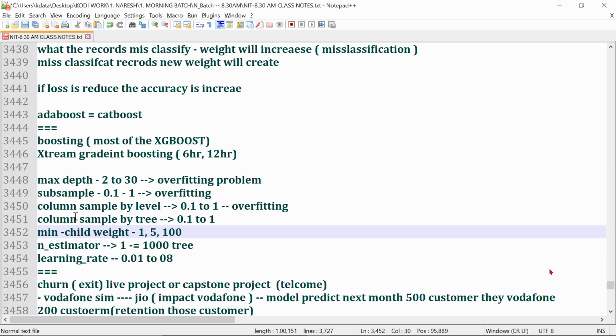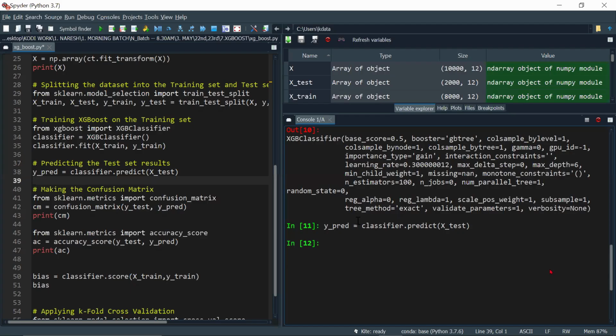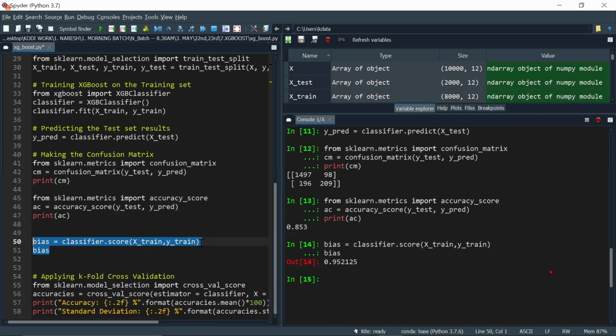At this moment, let's check the accuracy of the model and have a look at this. 85% accuracy. What is bias? 95 is bias, isn't it? Accuracy is 85, bias is 95, and variance would definitely be 85. It is a good model, right, guys? How to apply cross validations, I will explain tomorrow. No need to worry. But at this moment, in hyperparameter tuning, how much did we get? 85% we got, isn't it?